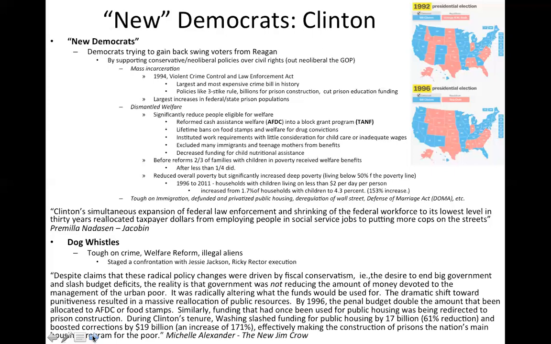The dramatic shift towards punitiveness resulted in a massive reallocation of public resources. By 1996, the penal budget doubled the amount that had been allocated to AFDC or food stamps. That was a welfare program before his reforms. Similarly, funding that had once been used for public housing was being redirected to prison construction. During Clinton's tenure, Washington slashed funding for public housing by $17 billion, a 61% reduction, and boosted corrections by $19 billion, a 171% increase, effectively making the construction of prisons the nation's main housing program for the poor.